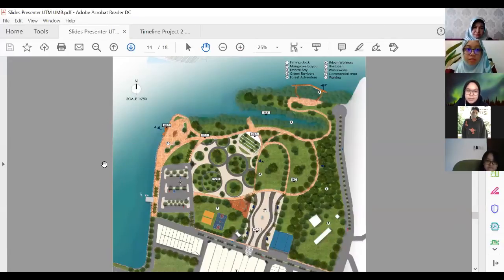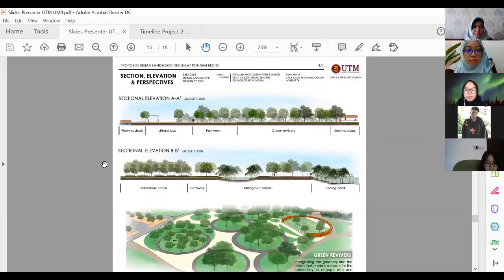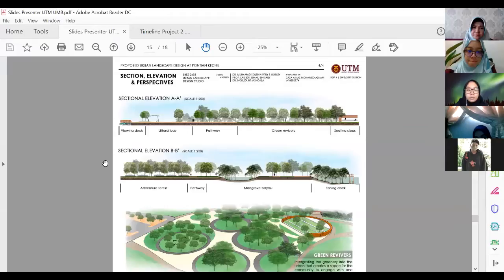Okay. Right, so these are my sectional elevation and perspectives. My first section AA is to show the area between the Littoral Bay until the Green Revivers. At the Littoral Bay, I've put a viewing deck for the users to have a view of the Malacca Straits, and I also provide a sheltered seating for the users to relax and enjoy the sea breeze.